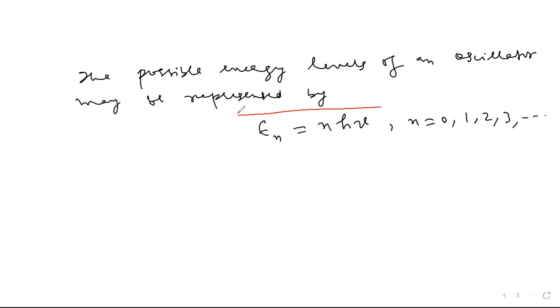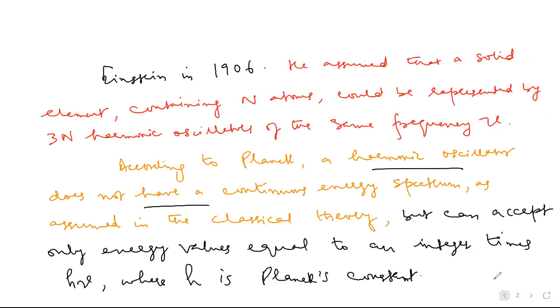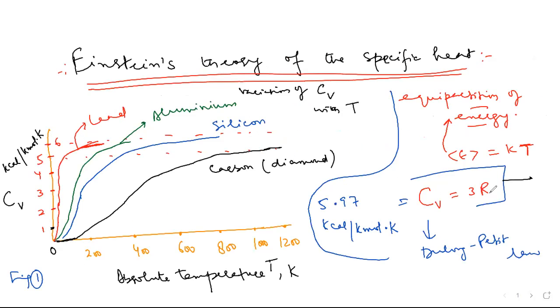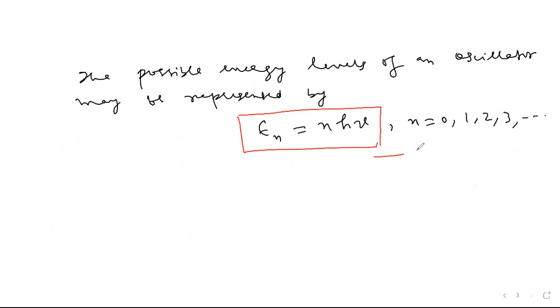This was an important change over the classical theory. Let me name these equations. First, I have written one equation. In the last lecture, we used the classical theory, where we assumed that the average energy of a harmonic oscillator is kT. I name it equation 1. Then from that, we produced the Dulong-Petit law. I name this equation 2. Let me name this equation 3.